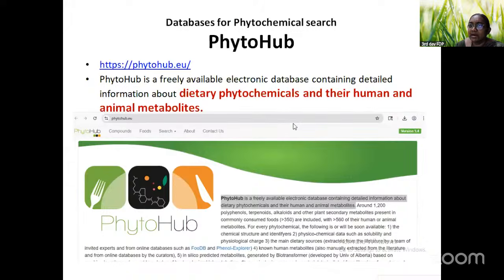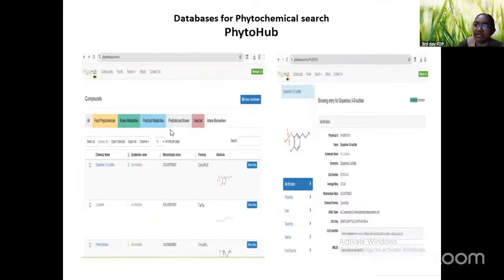Next site is PhytoHub. This is especially for the dietary phytochemicals and their human metabolites or animal metabolites. After taking the particular material, how it is metabolizing and how it is transforming. So this is the home page of this one. Here also we can search by the material. This is only related to food, not with respect to the pharmacology or therapeutics. Mainly it is giving the dietary information about various plant materials.